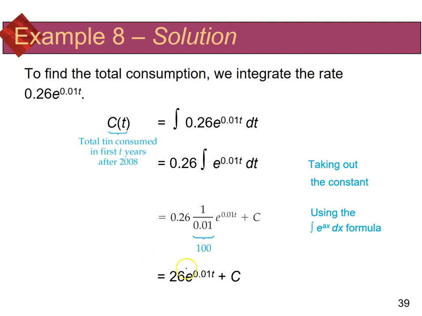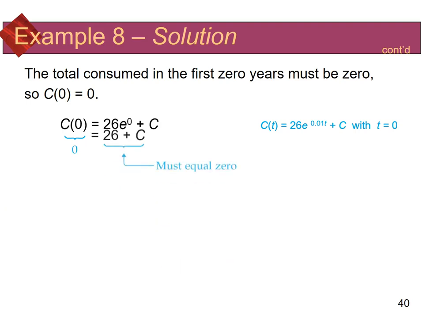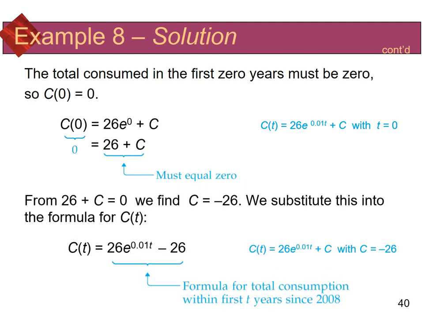Now, the fact of the matter is, the total consumed in the first 0 years must be 0, because we haven't consumed any yet. Or nothing was consumed. All the measurements were taken, so anything that was consumed beforehand, we're not even considering anymore at this point. So in this case, C of 0 equals 0. Well, for C of 0 to equal 0, I've got to take 26e to the 0 power plus c. e to the 0 power is 1, so I've got to get 0 to equal 26 plus c, which means c has to be minus 26.